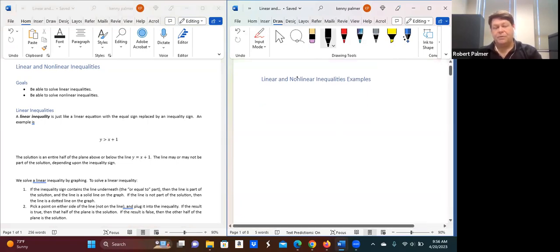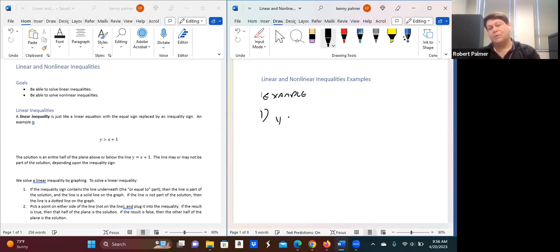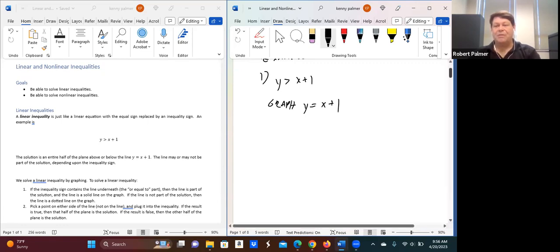All right, so let's look at our first example. Y is greater than x plus 1. First off, let's just graph. This is our first step. I want to graph y equals x plus 1, and that's essentially going to be our dividing line.